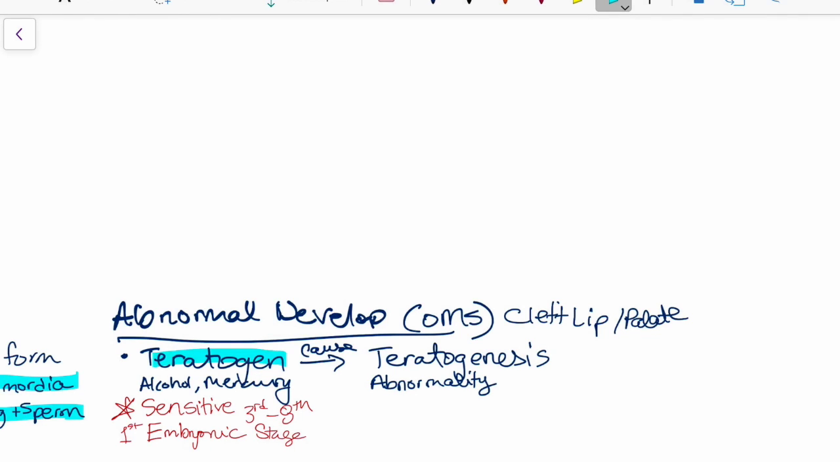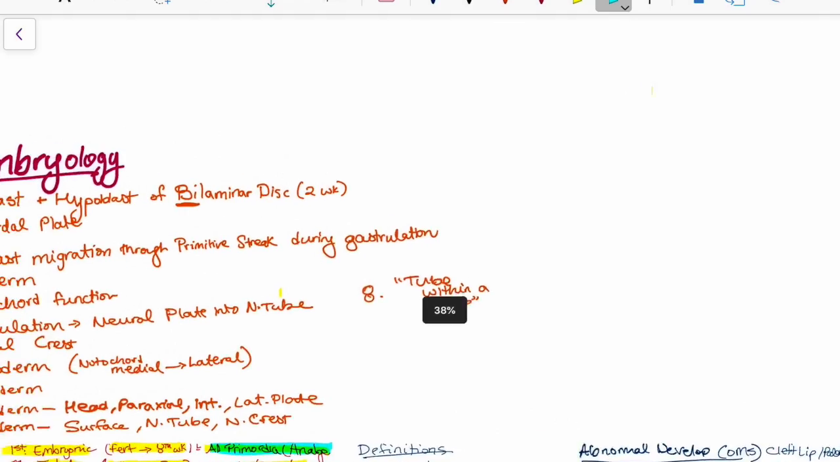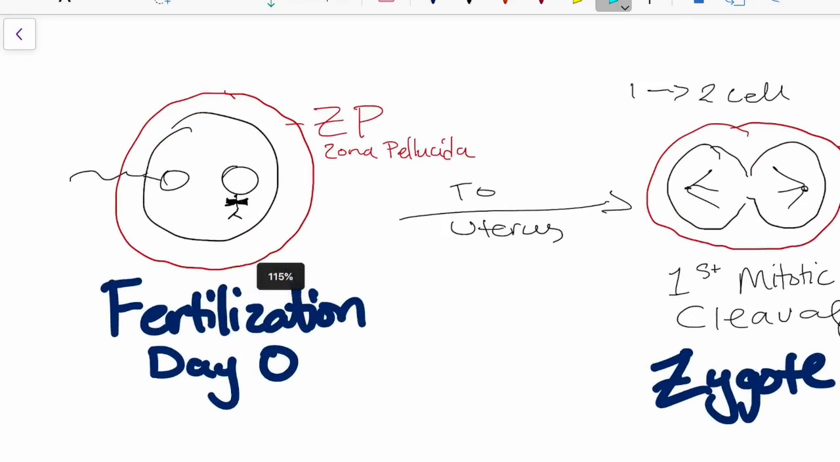So a teratogen causes teratogenesis, or the abnormality, and a teratogen can be anything like alcohol, mercury, most sensitive in the third to eighth week, but it causes the defects in that fetal stage. So now we will just do a quick overview, and then I will do another detailed one.